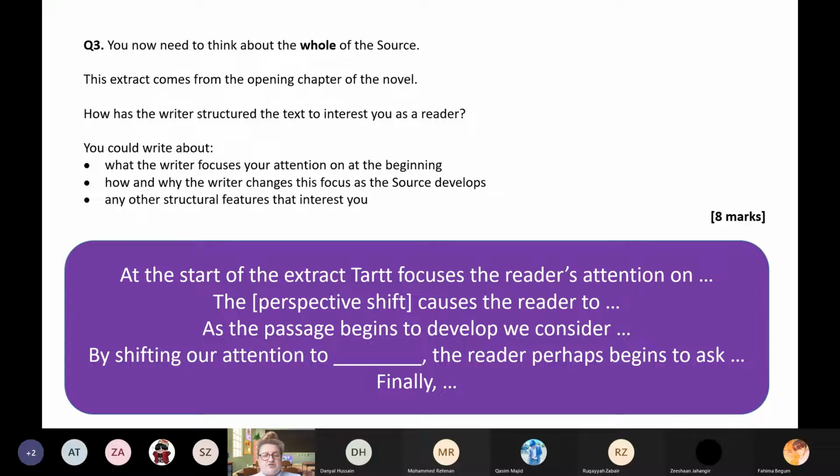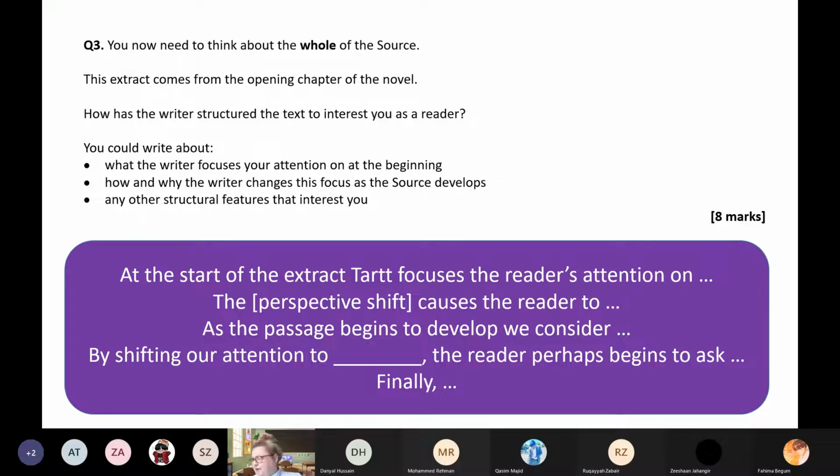At the start of the extract, Tart focuses the reader's attention on, and then where I've put in the brackets, perspective shift, that's where you can specifically explore whatever shift is being offered to you, causes the reader to, or as the passage begins to develop, we consider. By shifting our attention to something, the reader perhaps begins to ask. And then finally, by using some of those sentence starters, what you're doing is you're building up a response that's going to assist you.